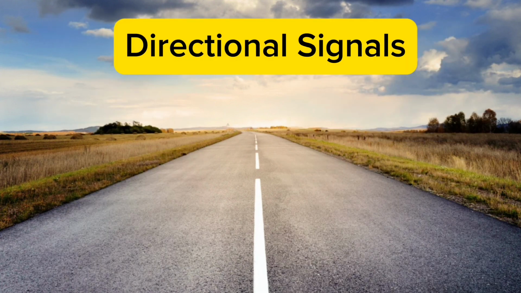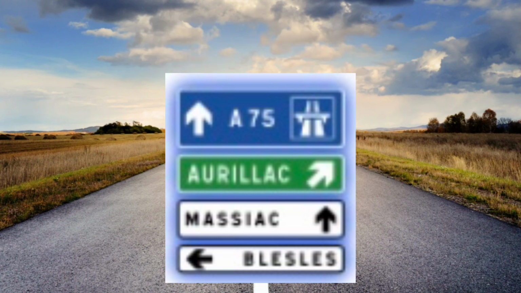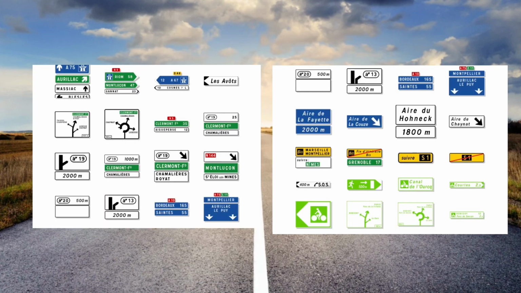Directional signals. The direction signals are square or rectangular in shape, sometimes terminated by an arrow, giving indication about the direction followed or the direction to follow. These signals are intended to guide travelers. On the direction signals, the major cities are written in bold capital letters. Other places are written in italic. The following are the examples of directional signals.